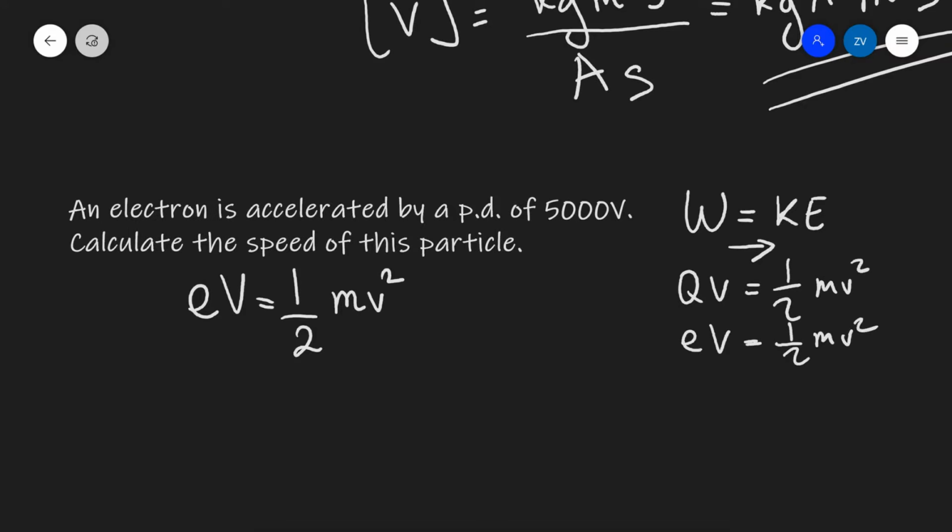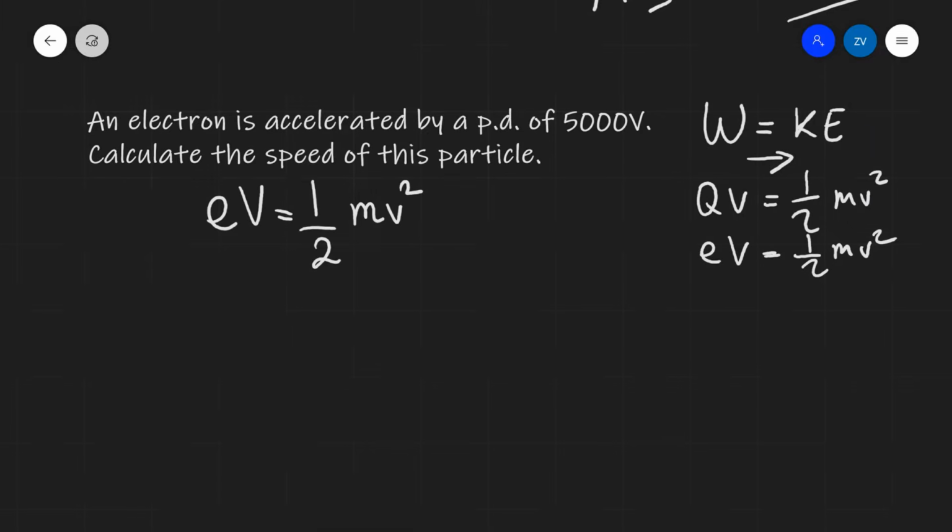equation comes from. Now let's see whether we can use that to estimate the speed of this particle as it emerges out of the region of potential difference. All we need to do is rearrange for v, so v squared will be equal to 2eV divided by m, and then I'm just going to take the square root of this expression.